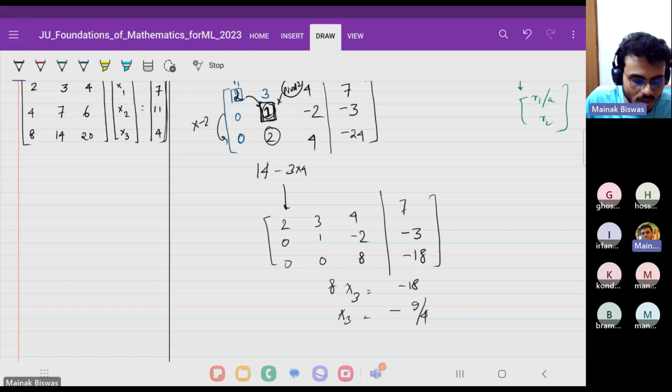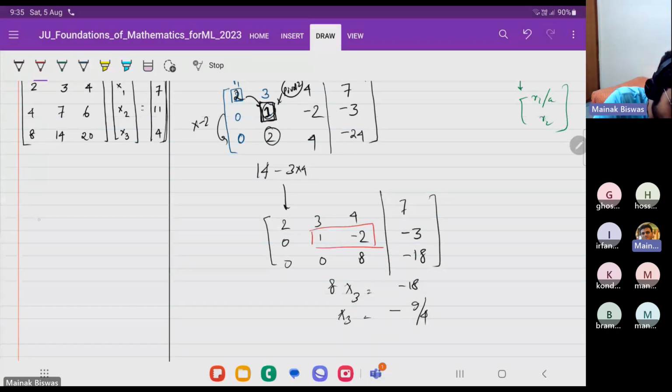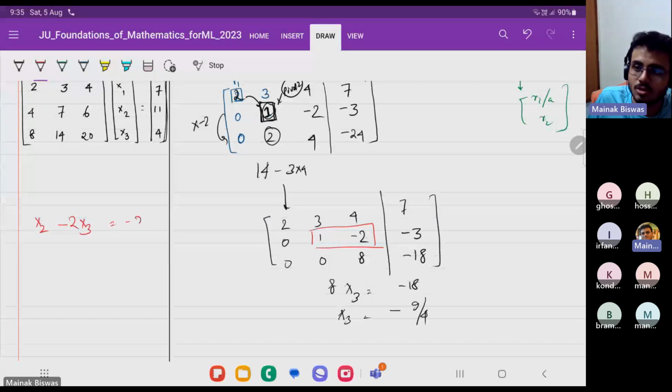Next, I will just show one more step and then we'll go to the next part, and you can try the assignments. Now we put the value of x3 in the second row. So here you see, as he's pointing out, this row will be x2 minus 2x3 is equal to minus 3. Yes or no?